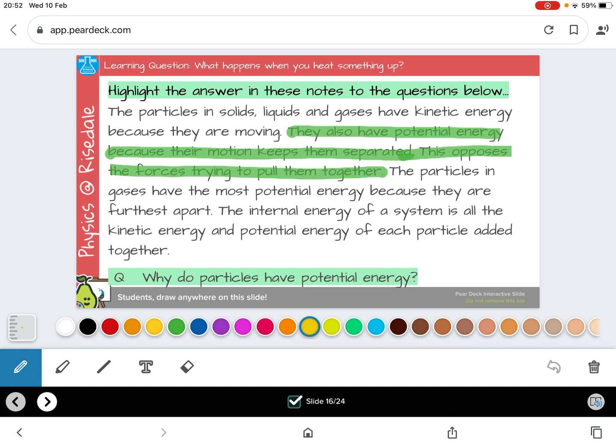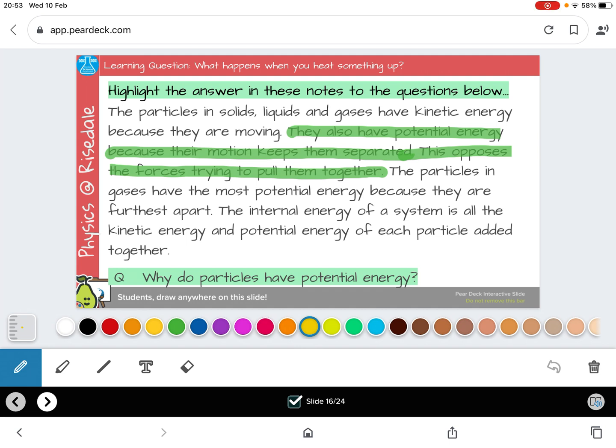We know that particles in solids, liquids and gases have kinetic energy because they're moving, but they also have potential energy because the particles are kept apart when they move. This goes against the forces that are trying to keep them together. Gases have more potential energy because the particles are further apart than liquids and solids.